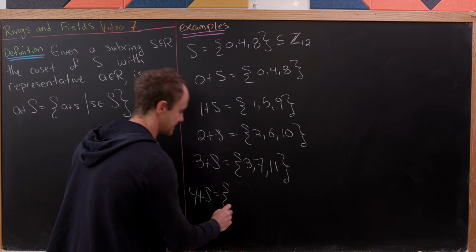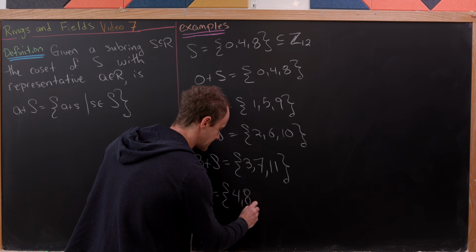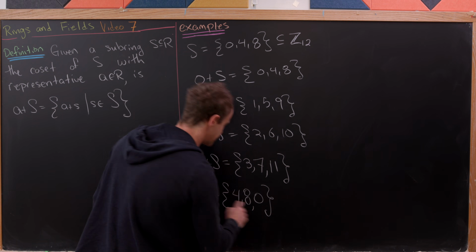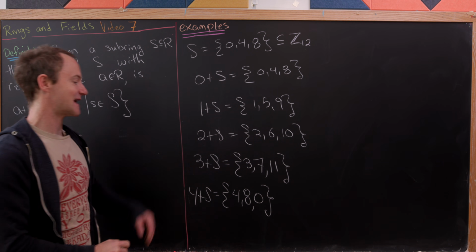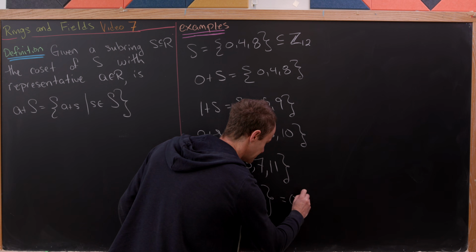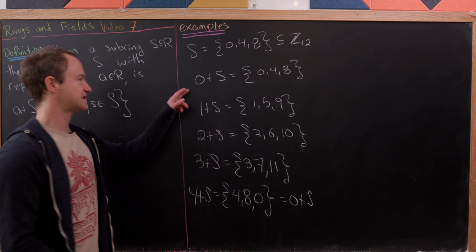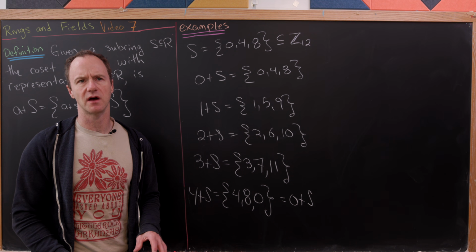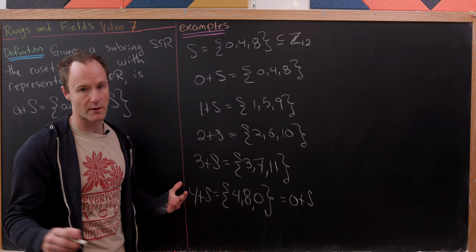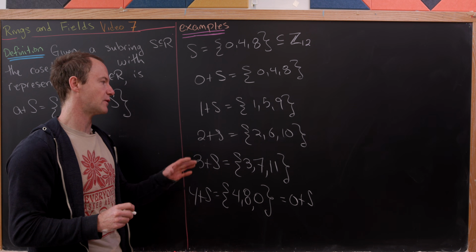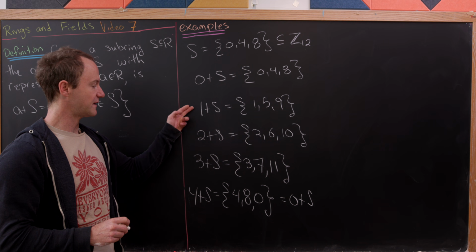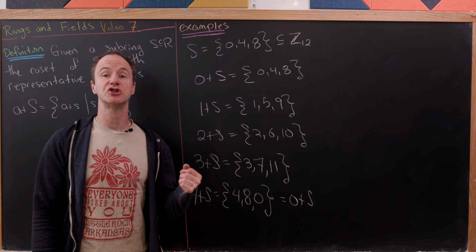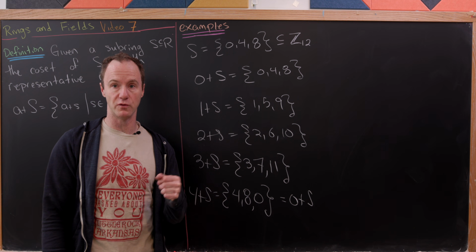So 4 plus S is going to give us 4, 8, and then 8 plus 12, which is 0. So observe that that is the same set as 0 plus S. So we see that 4 plus S and 0 plus S are the same. And you can calculate the cosets with the other representatives that are left over, and you'll see that we achieve only the cosets in this list that we've already built. Okay, so let's look at 2 more quick examples before we move on to results.